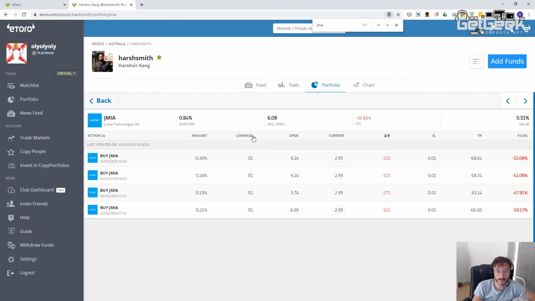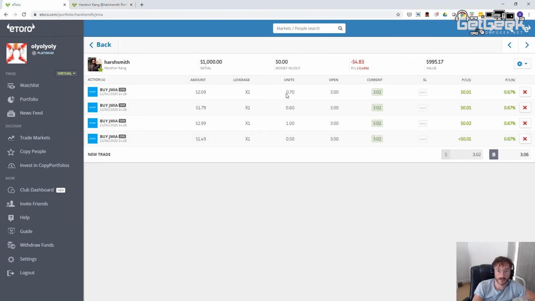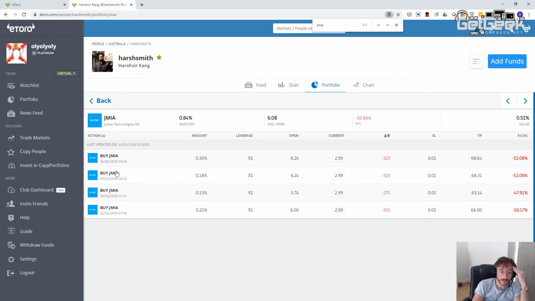you can see there he's opened at 6.24, 6.24, 5.74 and 6 as the price, whereas now my open price is 3 for all of them, which, I mean, is a cheaper price. So it's not all bad, but I suppose that's where we lie at the moment, because he opened them in January, February of this year, which is before the coronavirus started happening. So now all the stocks have generally gone down in price.